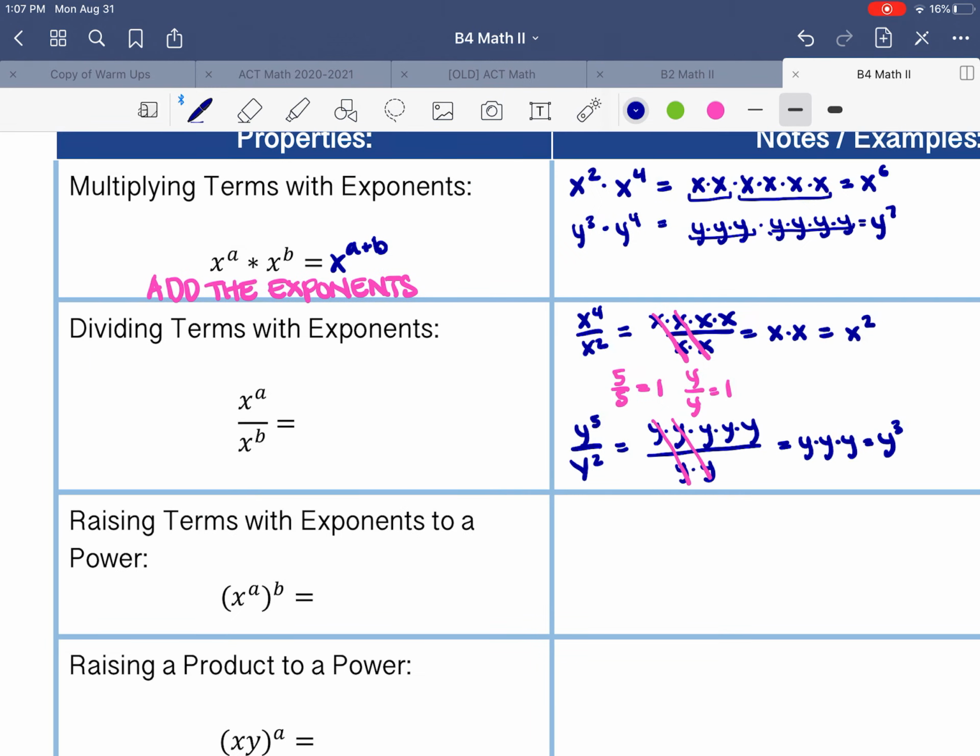So the rule here is that if you have x to the a divided by x to the b, the result will be x to the a minus b. You subtract the ones on the bottom from the ones on the top. So you're taking away from the total because you're able to cancel the ones on the bottom with some on the top. So the rule here is to subtract the exponents.